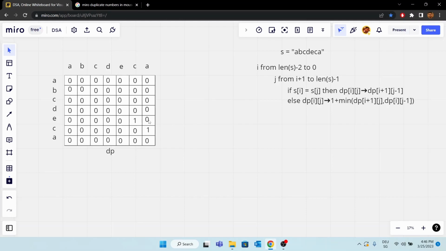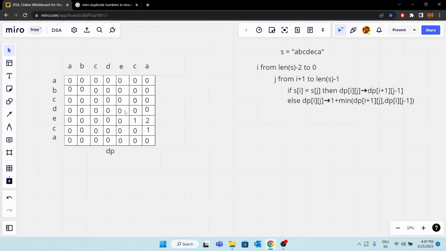Now we are coming to this cell. In this cell, E and A are not equal, so similar process. Here we can see we have both 1. The minimum of 1 and 1 is 1, and we add 1 with them. That means it becomes 2. Now again the value of i decreases from 4 to 3. That means 0, 1, 2, 3, this row, and the value of j will start from 3 plus 1. That means 4. So 0, 1, 2, 3, 4, this cell.